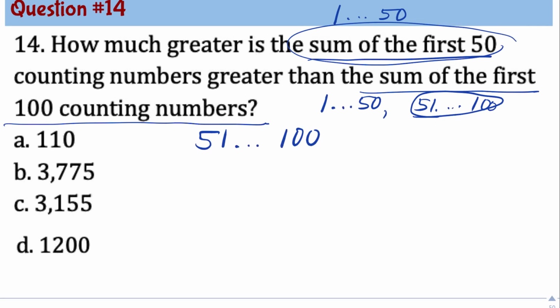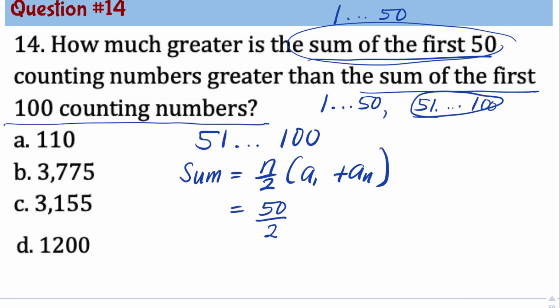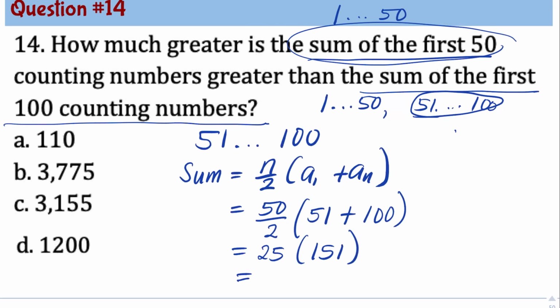And that is an arithmetic sequence because the number increases by 1 each time. So to find the sum of an arithmetic sequence, we need to use the formula n over 2, a sub 1 plus a sub n. In this arithmetic sequence 51 to 100, n is 50 because there are 50 terms. a sub 1 is the first term, so we have 51. a sub n is the last term, which is 100. Simplify it. 50 divided by 2 is 25. 51 plus 100 is 151. So now we need to multiply 151 times 25.